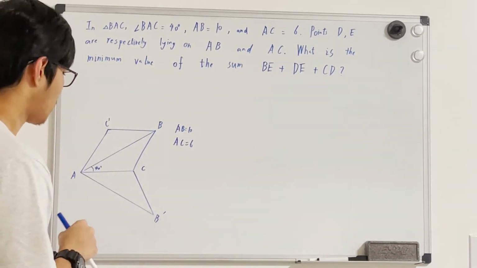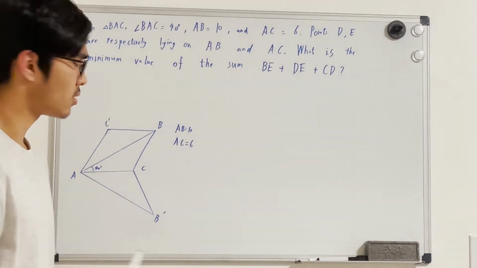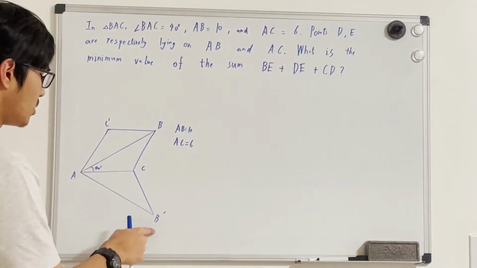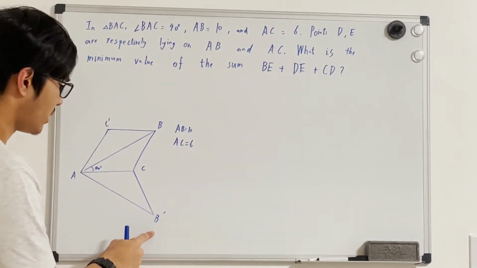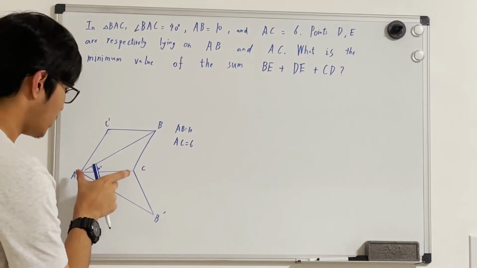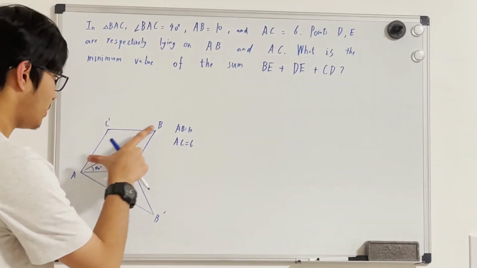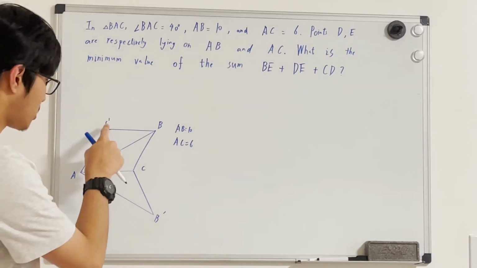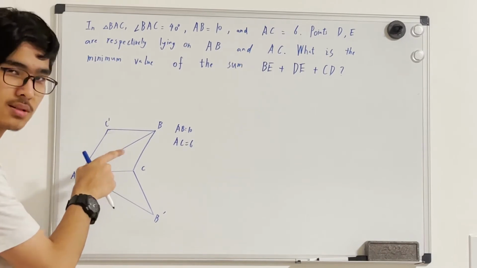Imagine if I connect C prime and B prime. We actually manage to find the shortest distance from C prime to B prime, and that crosses AB and AC, and that is where we can find D and E, because that is the minimum value we're trying to find, and we can actually fold it back, and that makes sense.